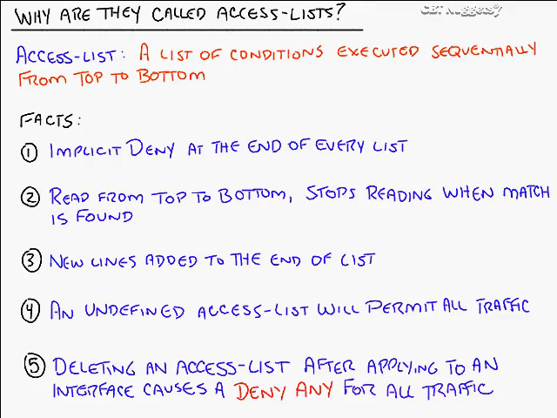My first question is, why are they called access lists? Well, maybe because originally they were intended for access control, but not so anymore. Here's the official definition. An access list is a list of conditions executed sequentially from top to bottom. Now, anywhere in that definition, do you see something saying to provide access control? No, that's just one way that you can apply an access list.